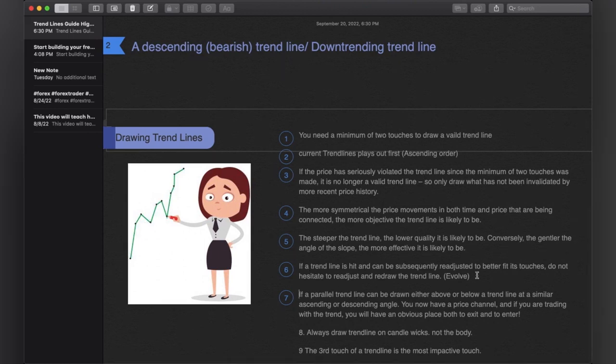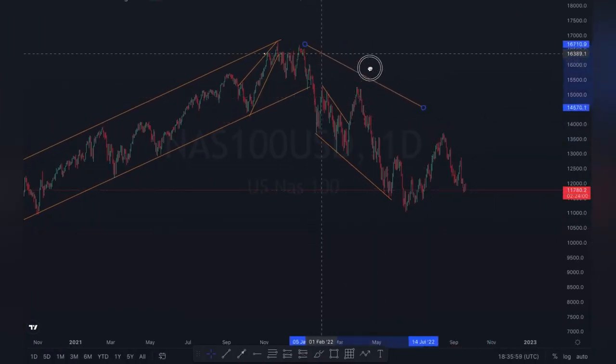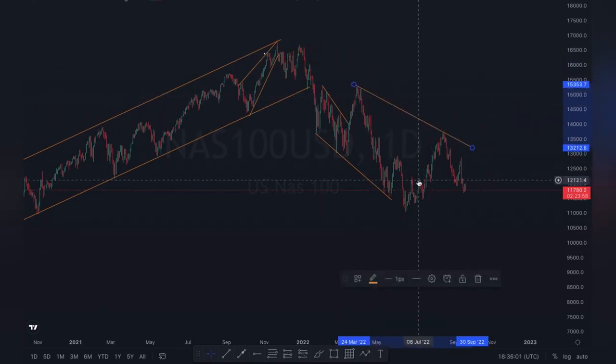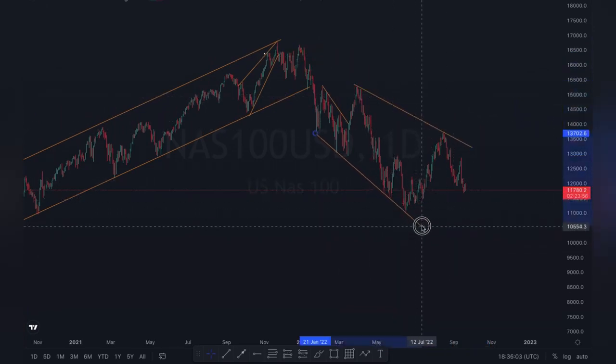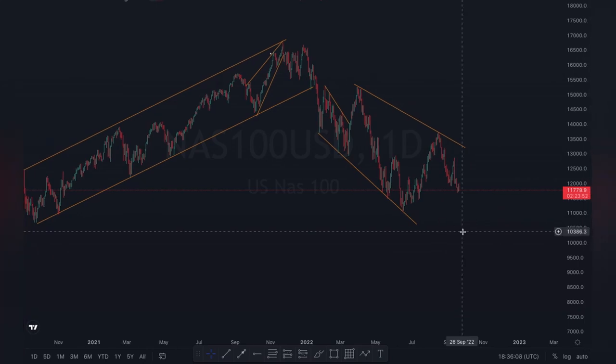That's why it's trying to say that when it is hit and subsequently readjustable, it's better to fit its touches. Do not hesitate to readjust and redraw the trend line. So this is like you readjusted it from this end to this end. You understand? That is readjusting, that is refitting. That is evolving. So you evolve the market the way it goes. Evolving is like growing with it, getting used to it. So you evolve the trend line to get used to the market itself.